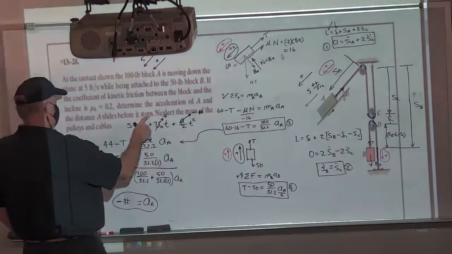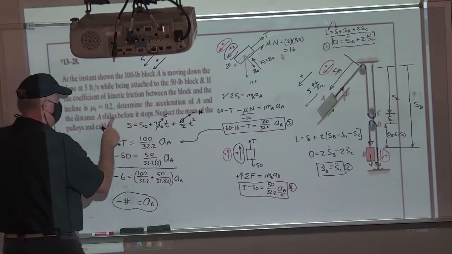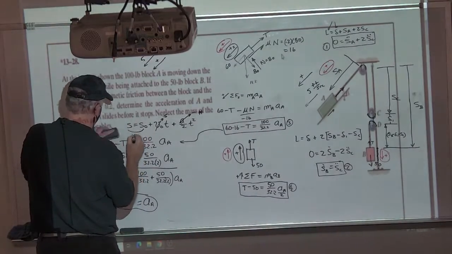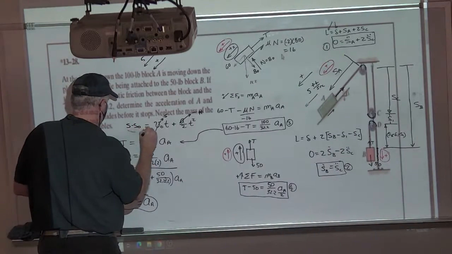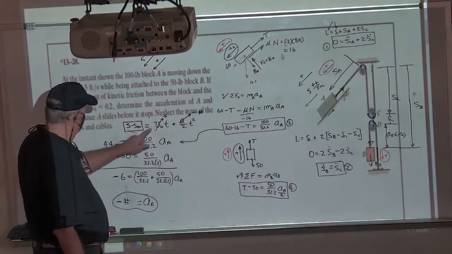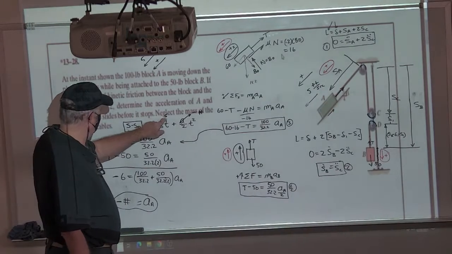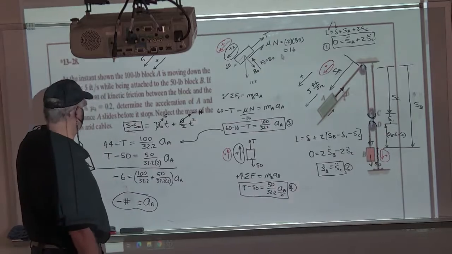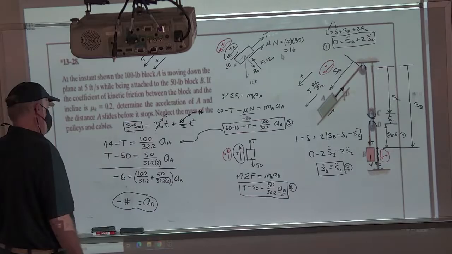and he wants you to know the distance A slides before it stops. If you move this S to the other side, that's the distance it moves before it stops. I have a number here, and then you got a number right there. So at this point, you can figure out the other thing.